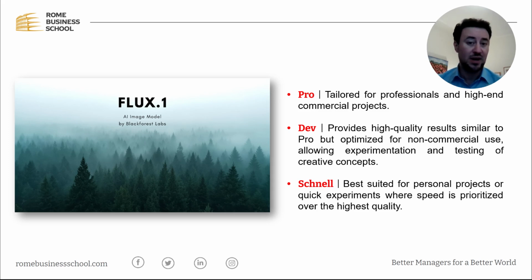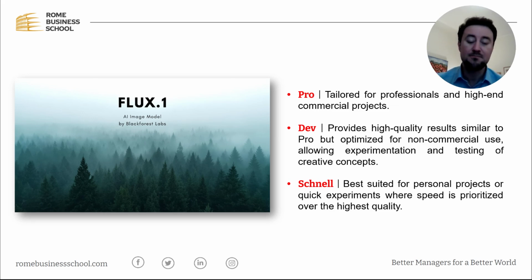It is released in three variants. You have a pro variant that is more dedicated to professionals and for commercial use, very high quality of the output images. There is a dev version that allows you to create quality images, but not for commercial use. So it's more dedicated for personal experimentation and content creation. And there is also the version called Schnell, which is faster, but the quality is lower. It can be used for, we can say, personal creativity, but of course, it's a compromise because of the lack of the payment, actually.